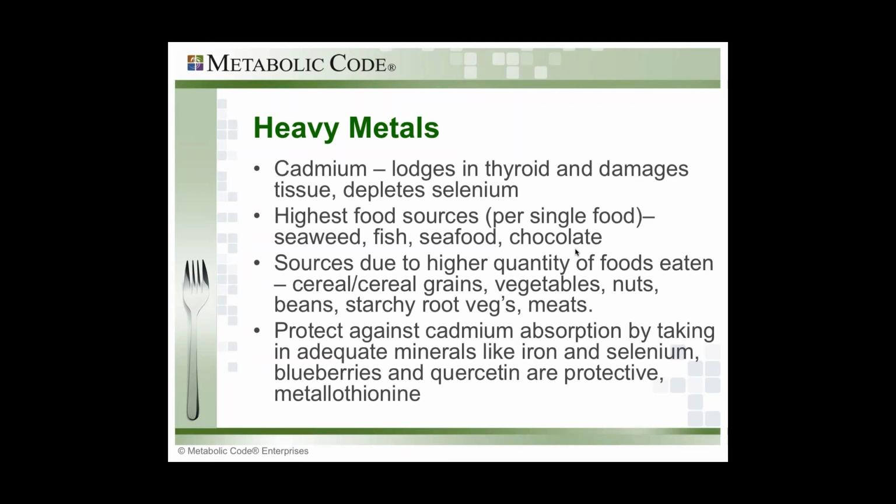So if you want to watch, there are certain foods that are known to have higher amounts of cadmium. It's hard to get away from it in the environment itself, but you can try to watch foods that contain higher amounts. If you look, it's seaweed, fish, seafood, chocolate. I mean, it's hard to avoid these foods. Same with cereals and cereal grains. We don't have a lot of those in our diet, but vegetables, we have a ton of those. We have a lot of nuts and beans, some starchy root vegetables, and of course animal proteins. So it's just kind of hard to really stay away from it.